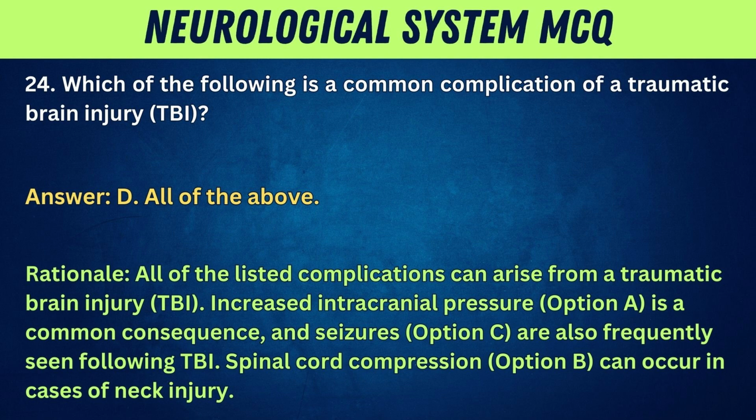Rationale: all of the listed complications can arise from a traumatic brain injury, TBI. Increased intracranial pressure, option A, is a common consequence, and seizures, option C, are also frequently seen following TBI. Spinal cord compression, option B, can occur in cases of neck injury.